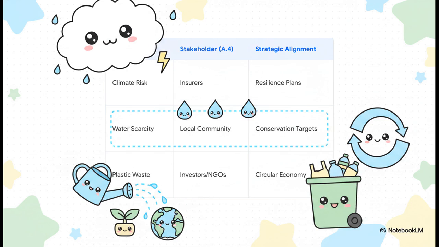Just look at the middle row for a second. If Annex A.3 identifies water scarcity in their region, then Annex A.4 absolutely should identify the local community as an interested party. And the strategic alignment? The EMS needs to feature clear water conservation targets. Boom. That is how you audit strategy, not just checklists.